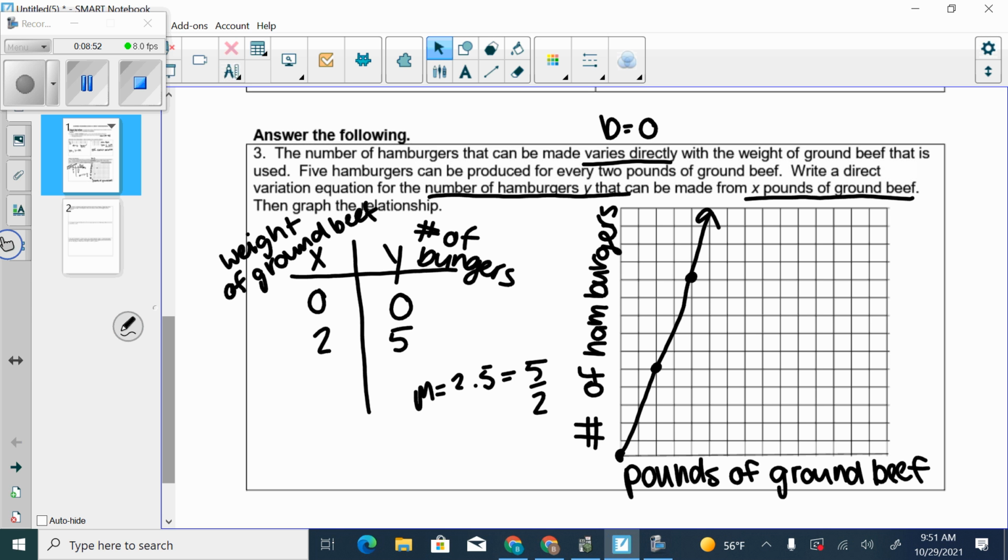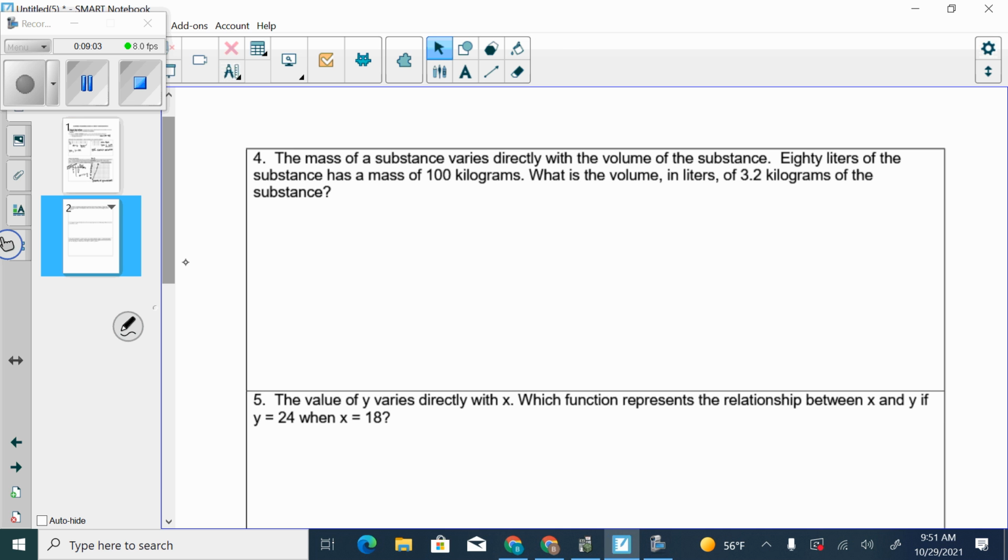So there's the graph of our line. All right, so let's flip it over onto the back and look at a couple more of these. Number 4 says the mass of a substance varies directly with the volume of the substance. Okay, 80 liters of the substance has a mass of 100 kilograms. What is the volume in liters of 3.2 kilograms of the substance?